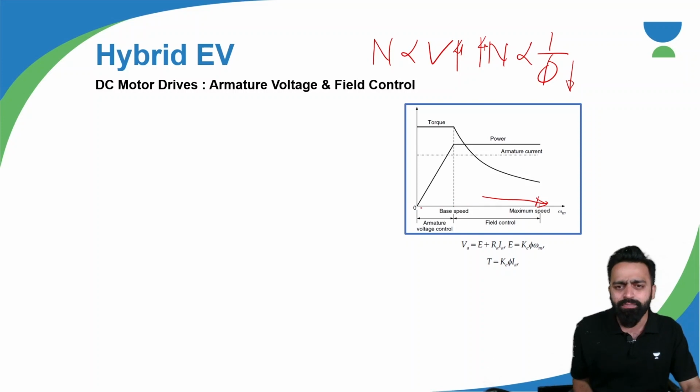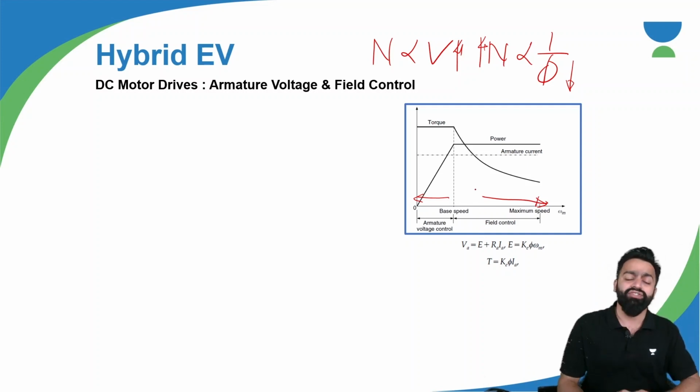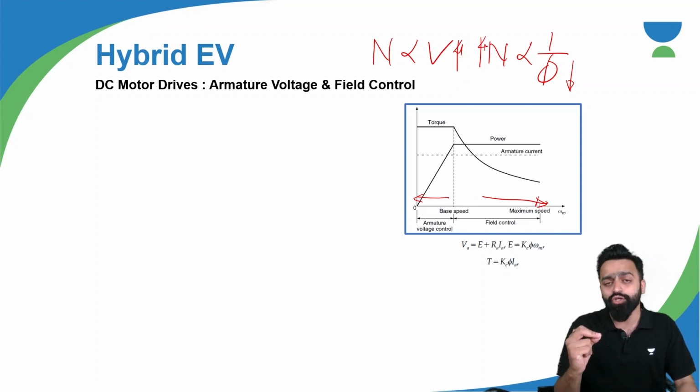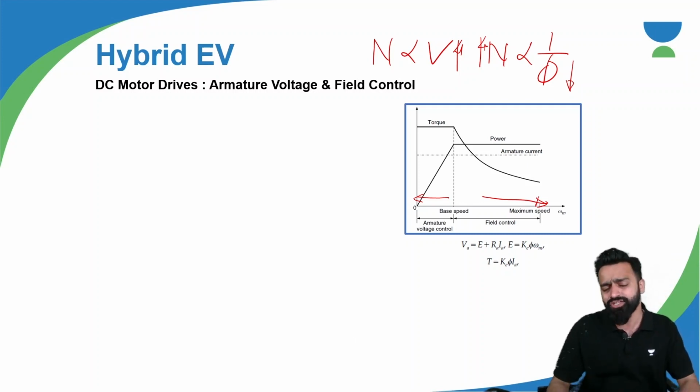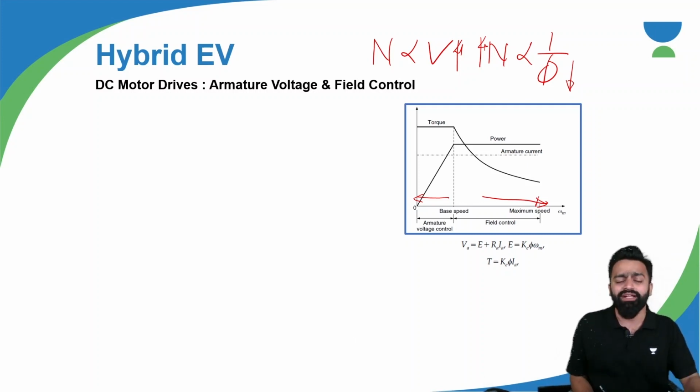Here one point is mentioned, that is the base speed. Towards the left of the base speed, you will find it is written armature voltage control, and towards the right of the base speed, you will find field control is written. So we have to take into consideration that the armature voltage control method is used wherever you want speed control below the base speed. Now base speed is also called rated speed. For example, if rated speed is 3000 rpm, and you want speed control below 3000 rpm, you will control the armature voltage.